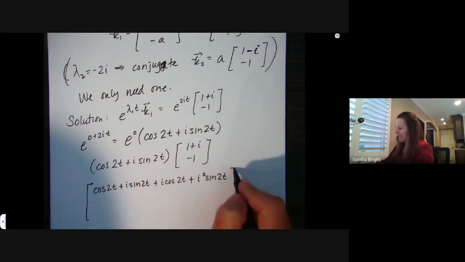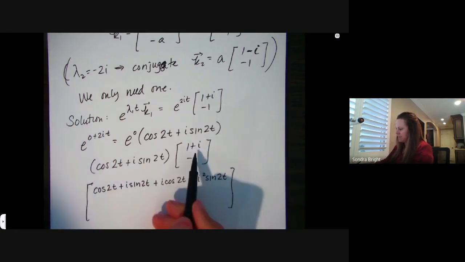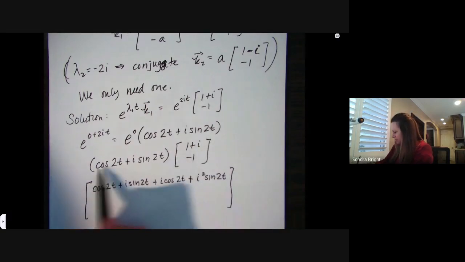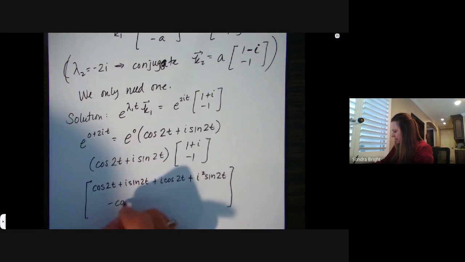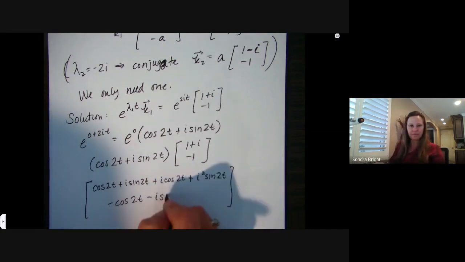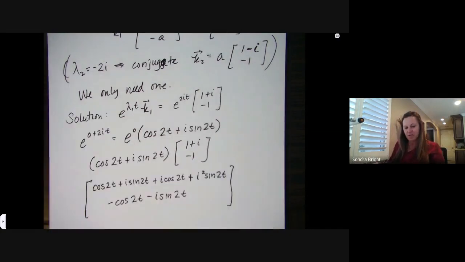Distributing it in, and then this whole guy times negative 1. All right, that's easy: negative cosine of 2t minus i sine of 2t. Okay, so now I'm going to separate these into two separate matrices, one where it's only got the real parts and one where it's got the imaginary parts.